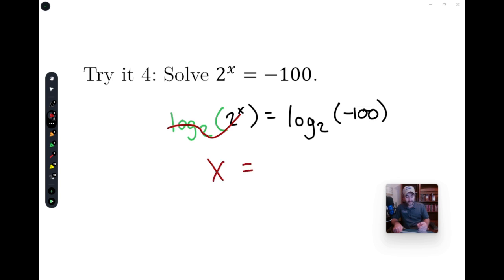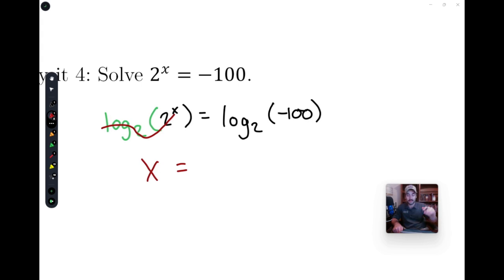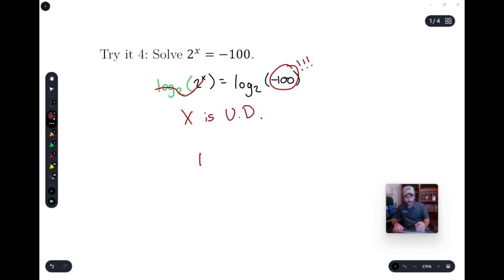We've got an x by itself, and we look right here and say, we learned about domains of logs in the last section, and we learned that the log cannot have a negative inside of it. So that is a bad number, or an error, or a domain restriction. So there's no number that could equal x. So x equals undefined. Or you could say no solution.